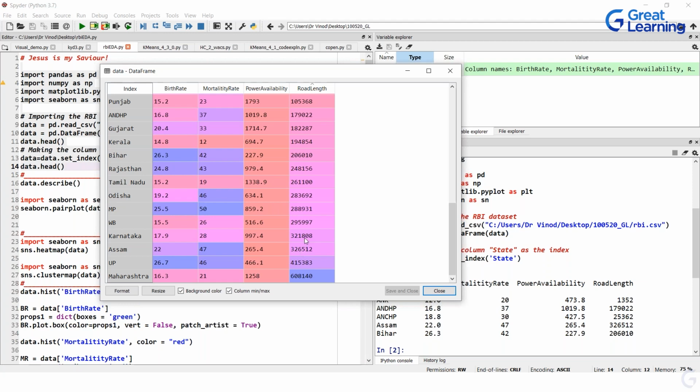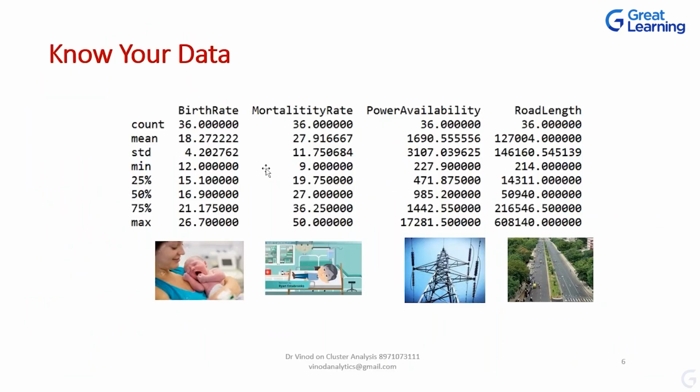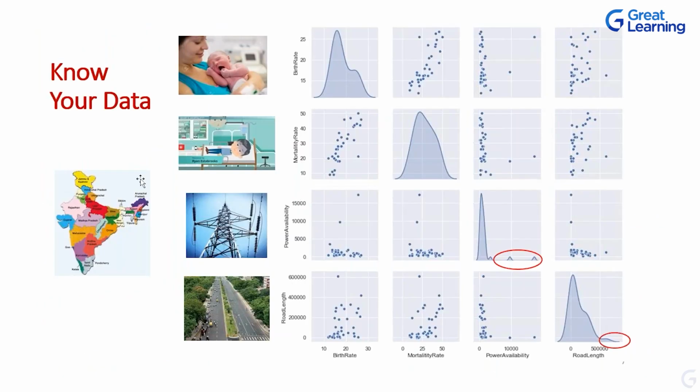Karnataka, yes, logic goes because Karnataka is an industrial belt. So 3 lakh 21,000. West Bengal, 2 lakh 95,000. MP, Odisha, on the lower side, Lakshadweep, Dadar Nagar Haveli, Daman and Diu, Andaman and Nicobar, Chandigarh, Pondicherry. Good. Let's go back to our data.